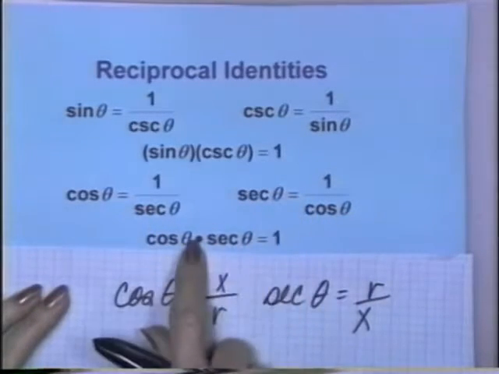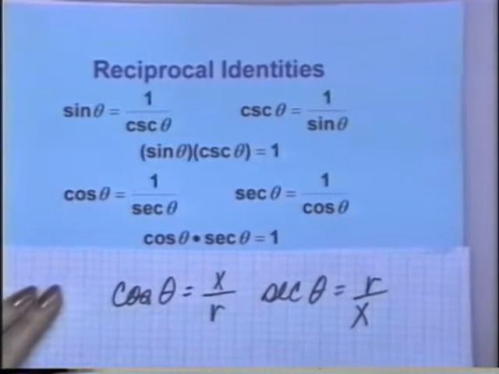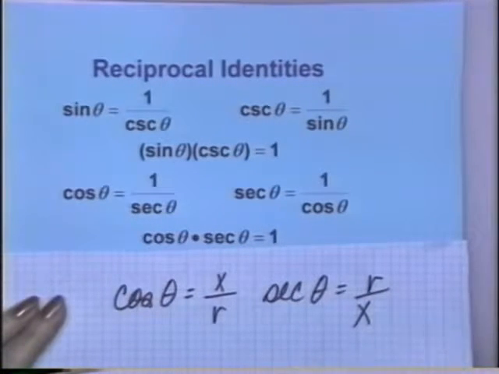So those are the three identities that we need to know for the cosine and the secant.